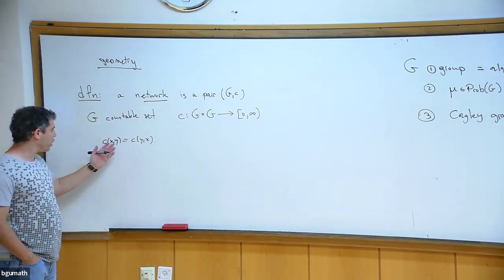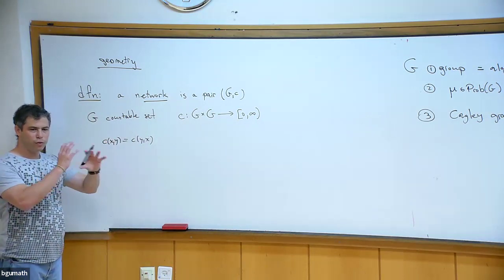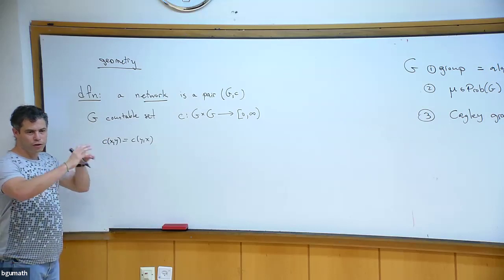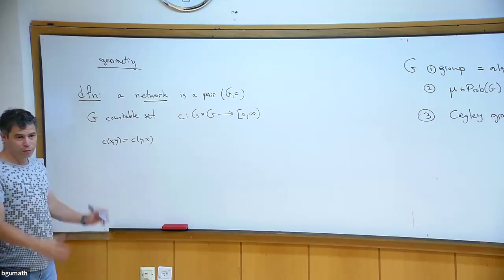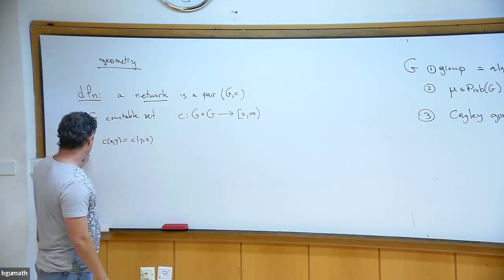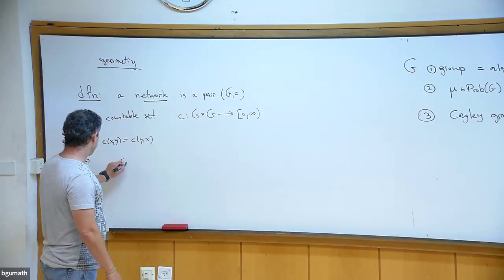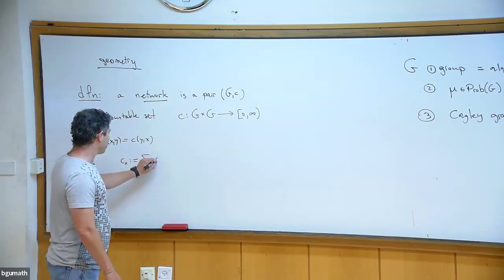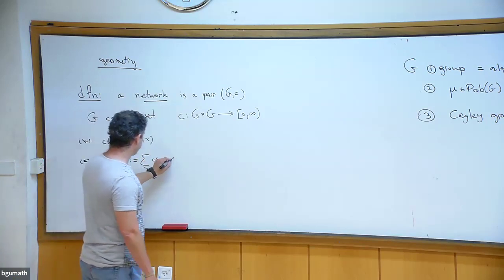So the conductance from X to Y is the same as the conductance from Y to X. I already told you, just think of the width of a pipe. You're putting a pipe between X and Y, water can flow through it, it can flow both directions the same way. The capacity of the pipe is the same. And so this is one condition. And the second condition is that if you define C sub X to be the sum over all Y of C(X,Y), then this has to be positive and finite.